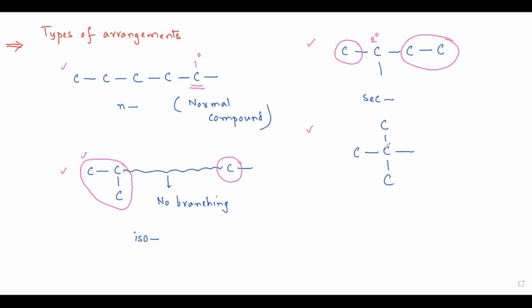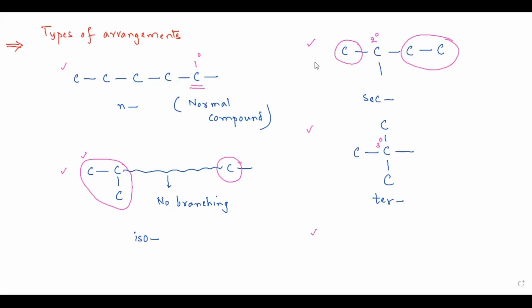Look at this. This is a 3-degree carbon and you got a point of connectivity at a 3-degree carbon. In such a case, it is called a tertiary arrangement. See, carbon is tertiary carbon. Arrangement is tertiary arrangement.